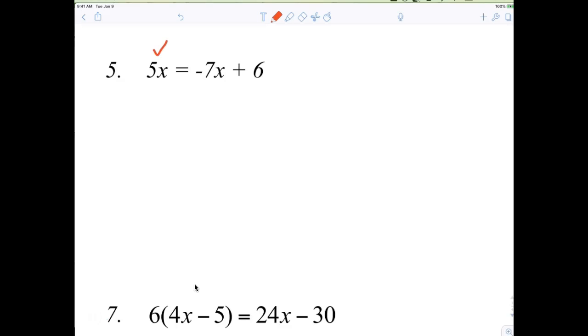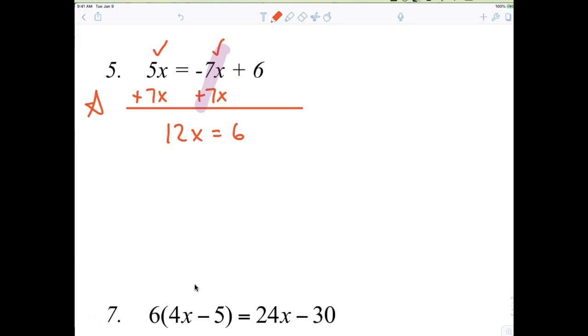Number 5. Here we go. Is 5x in the right spot? Is negative 7x? No. So what do I have to do? Positive 7x. Is the 6 in the right spot? Yep. So that's my only step this time. So these guys cancel. So what's 5x plus 7x? 12x.